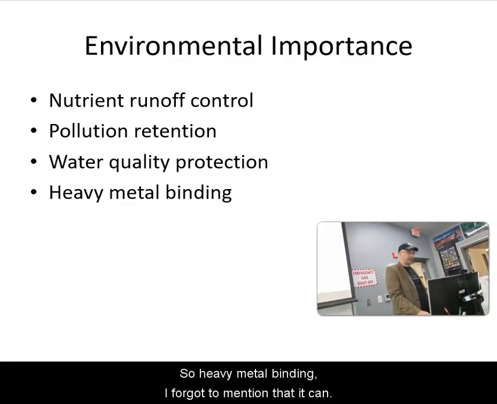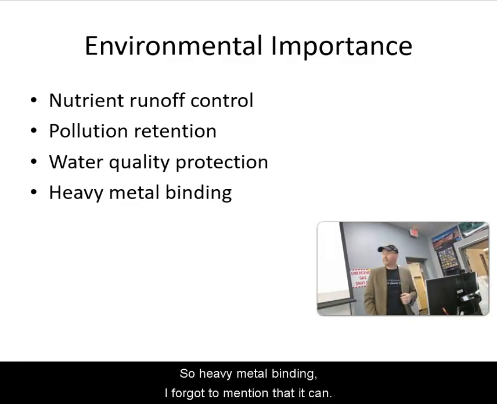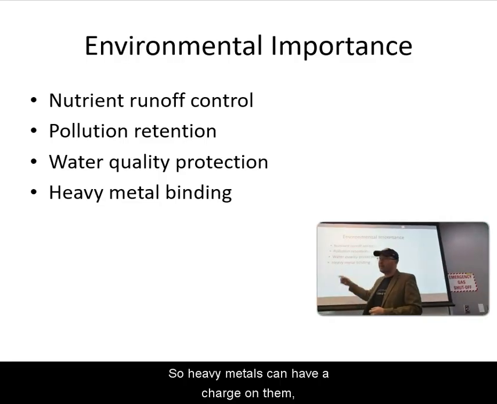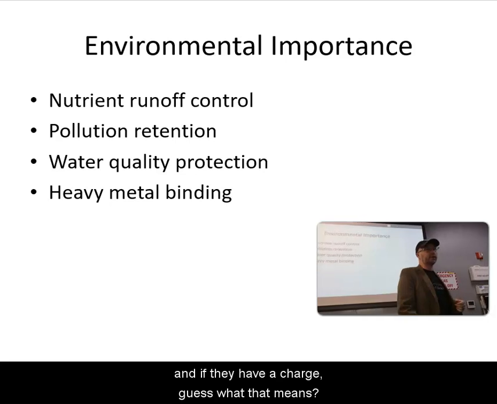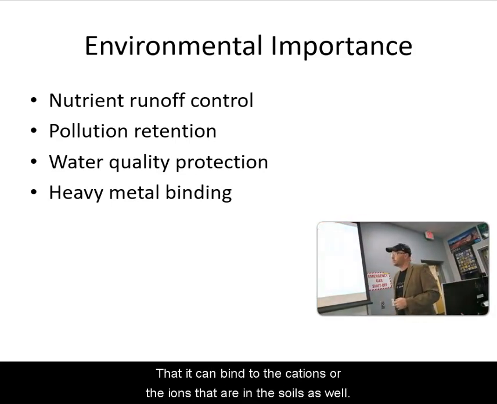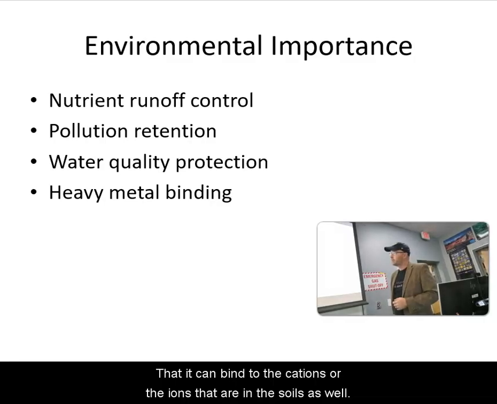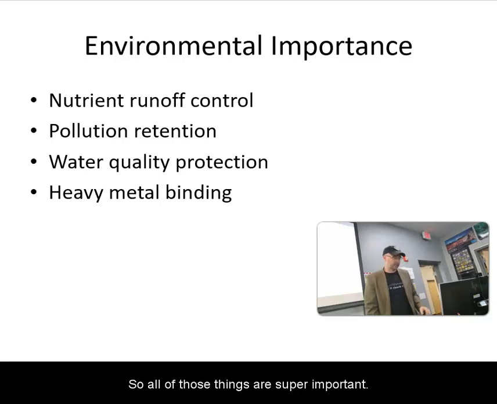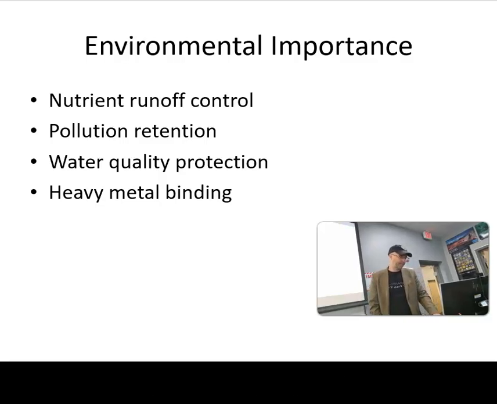So heavy metal binding, I forgot to mention that. Heavy metals can have a charge on them, and if they have a charge, guess what? That means that they can bind to the cations, or the ions that are in the soils as well. So all of those things are super important.